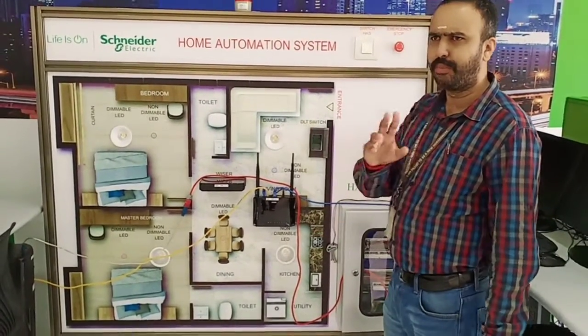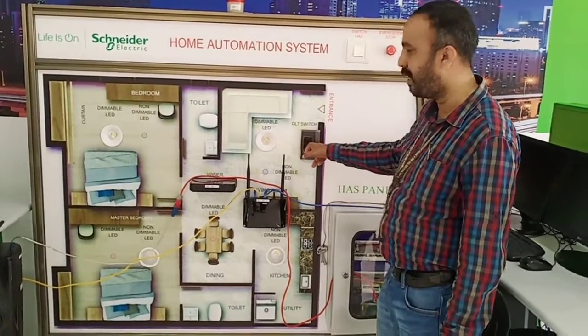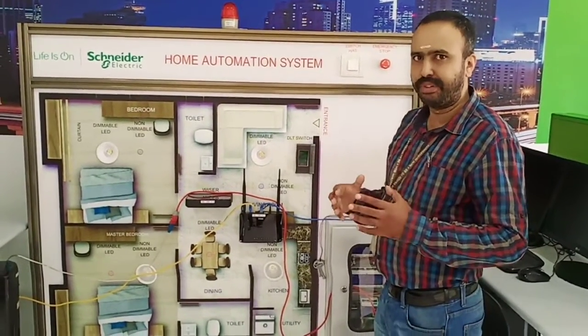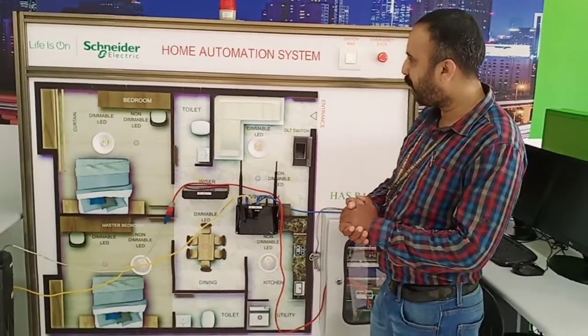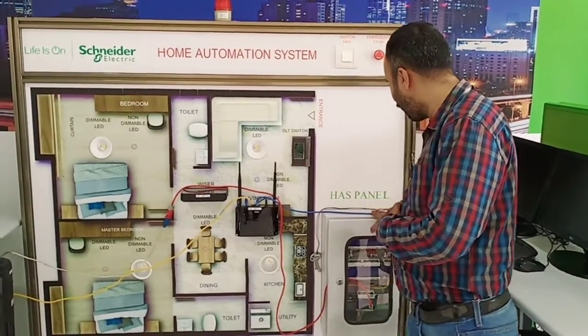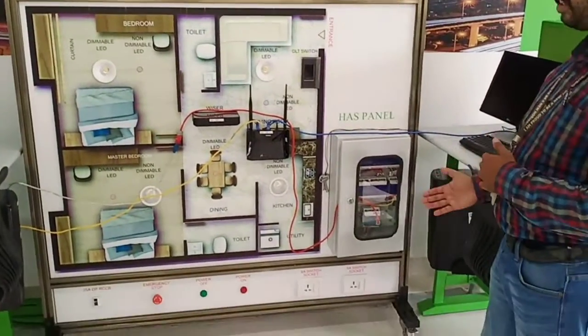Here we are going to see two applications. Based on the application, this panel and this display may change. This display we can also make colorful in our application. The main controller is this one, the HAS panel. This is the important panel which we have to see here.